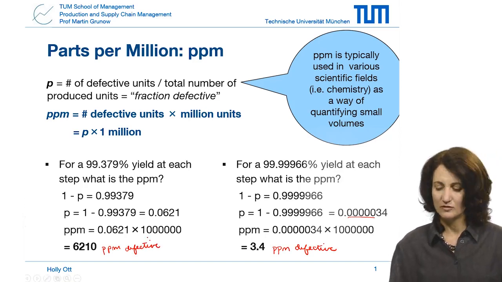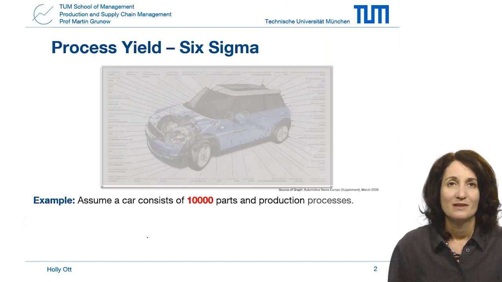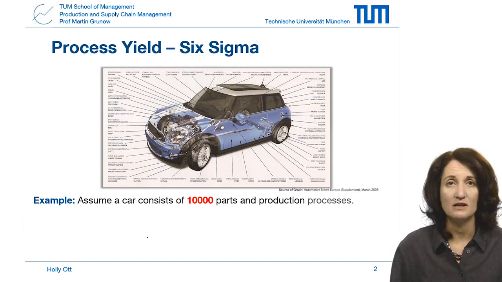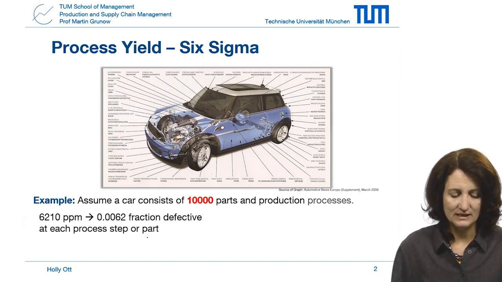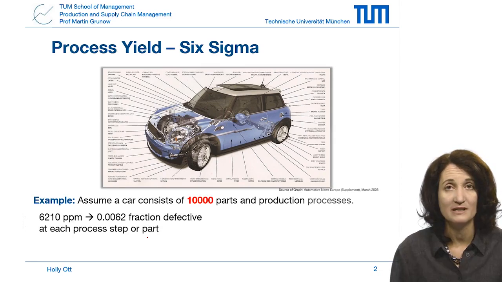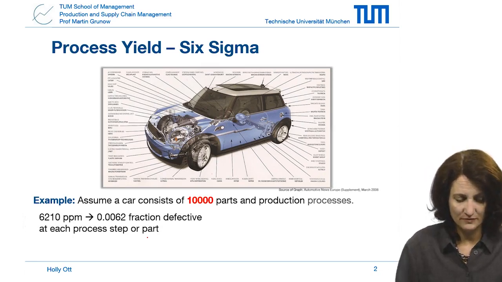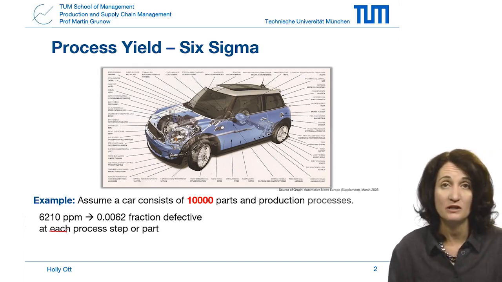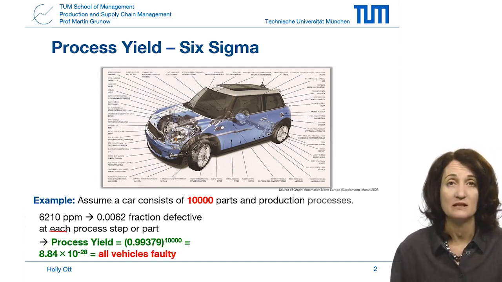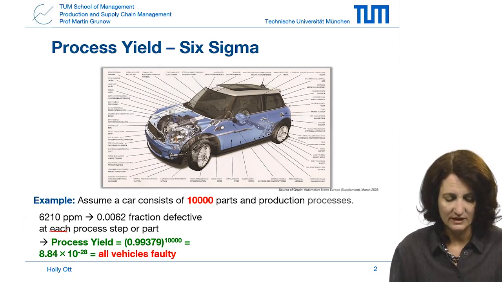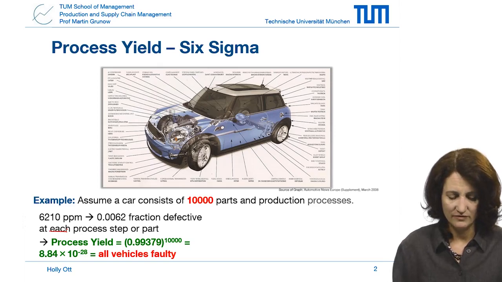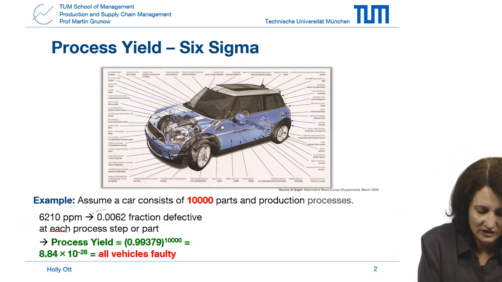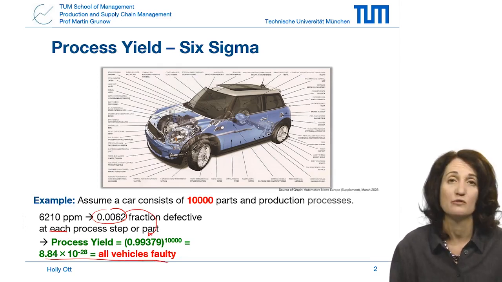So closely related, of course. Now, we have our car example. If we have a car consisting of 10,000 parts and production processes, and if we have 6,210 parts per million defective for each of those process steps, or for each part, this then means our overall process yield, as we said before, is going to be 0.99379 to the power of 10,000. So again, we took our fraction defective and converted that into the 1 minus P, and all of our vehicles will be faulty.